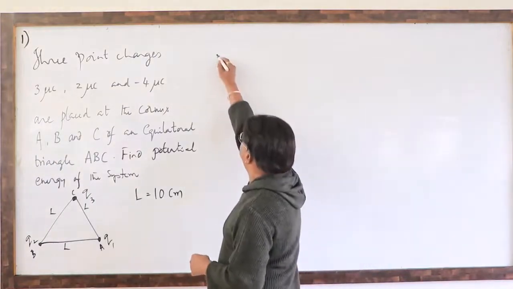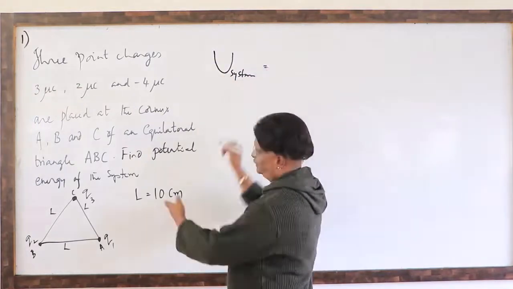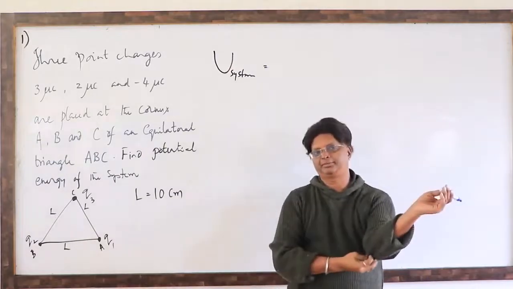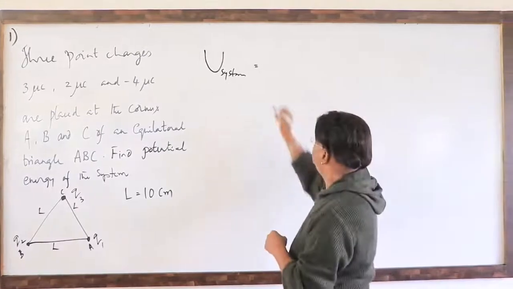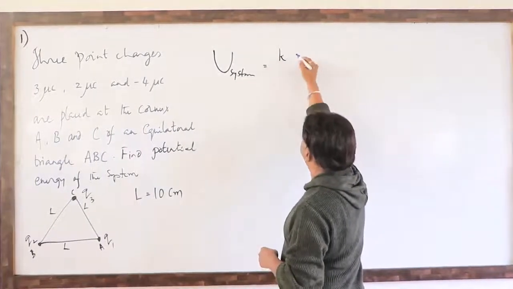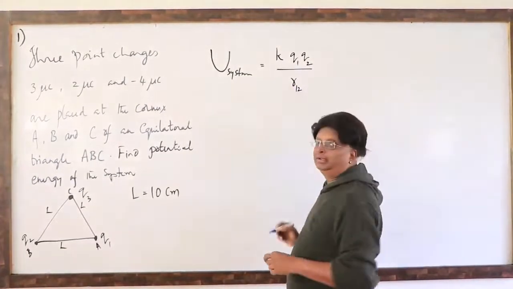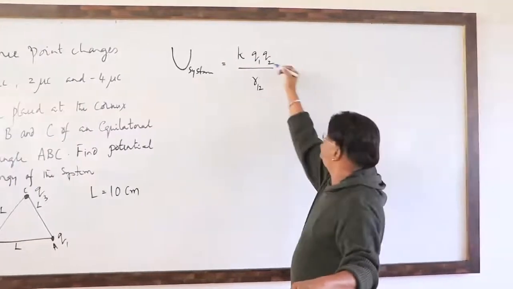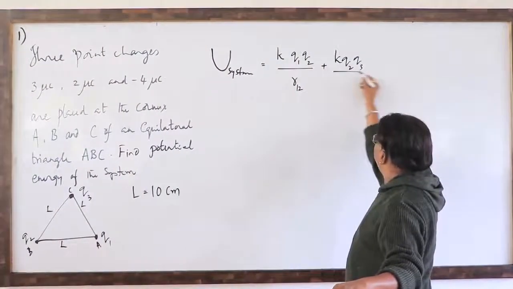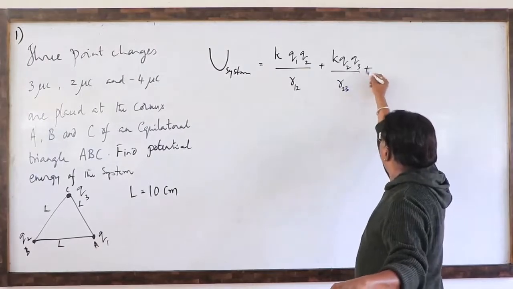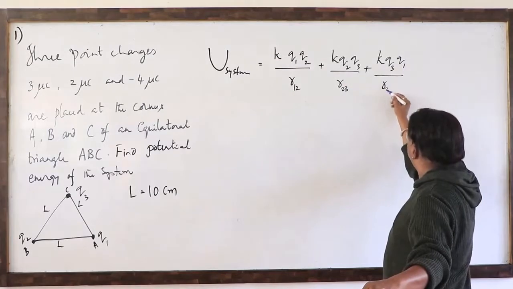Writing the potential energy of the system, since there are 3 charges, how many pairs are possible? If you take 3C2, you will get 3. So this is k Q1 Q2 by R12, where R12 is the distance between Q1 and Q2. Similarly, the other terms: for the Q2, Q3 pair, the distance is R23, and of course you have k Q3 Q1 by R31.